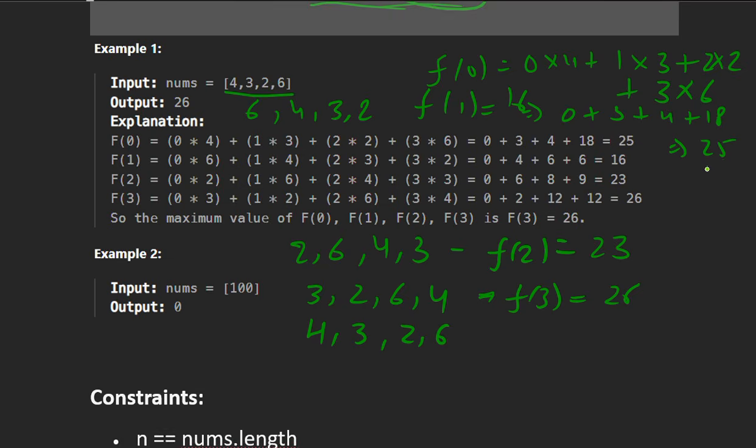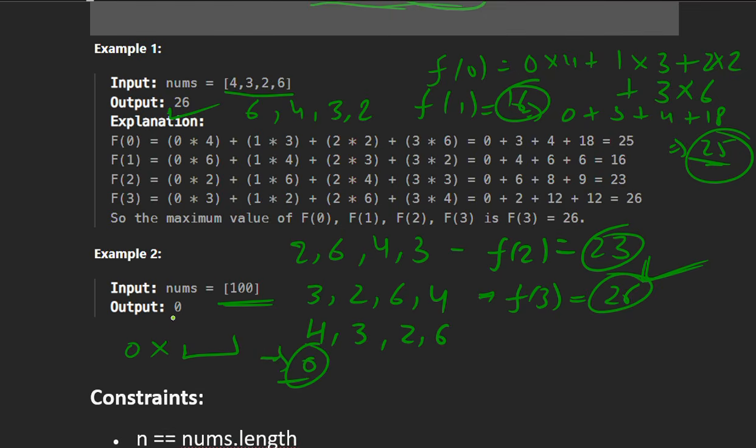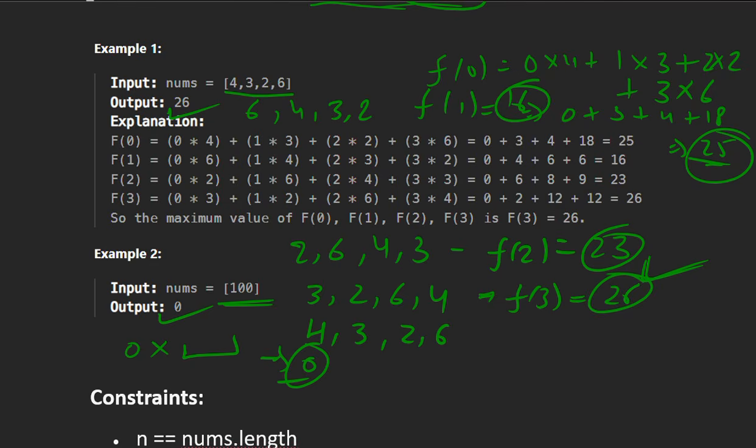The values we get are 25, then 16, then 23, and then 26. So the maximum value is 26, and we have written 26 as the answer. In the next example we have only one element. So 0 times whatever the element is will always give us 0. That's why we have written the answer as 0, right?